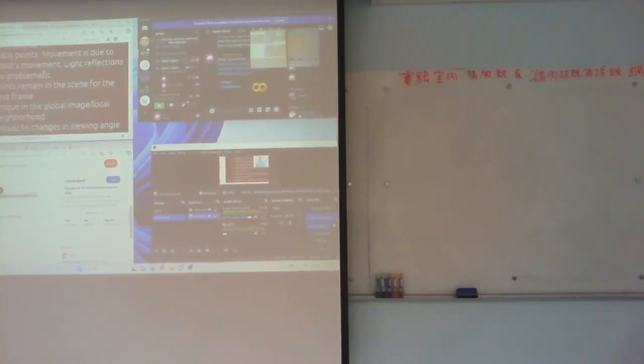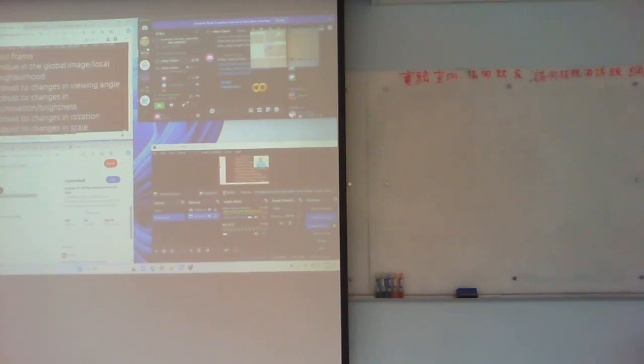So we need static points. We want points that remain in the scene for the next frame at least, or ideally for the next couple of frames. That also makes sense, right? If I'm moving so fast that the points are disappearing by the second frame, then of course I won't be able to track their motion. They need to be in consecutive frames, a minimum of 2, but more is better.